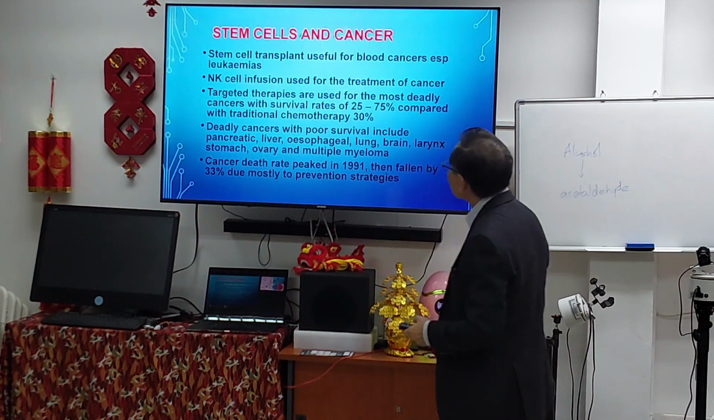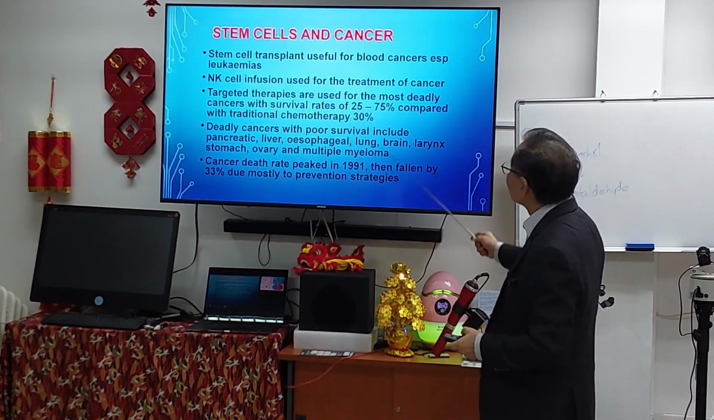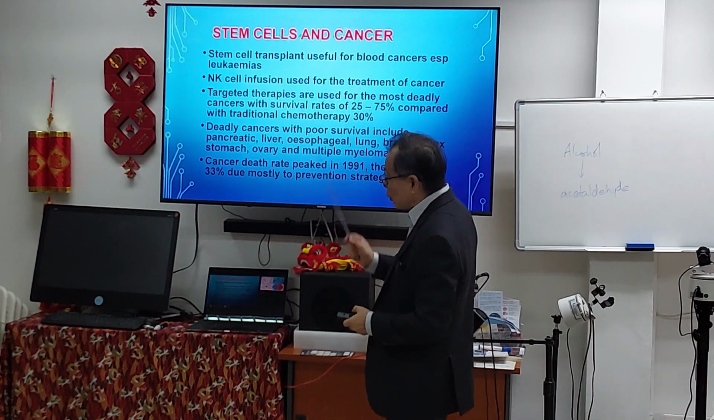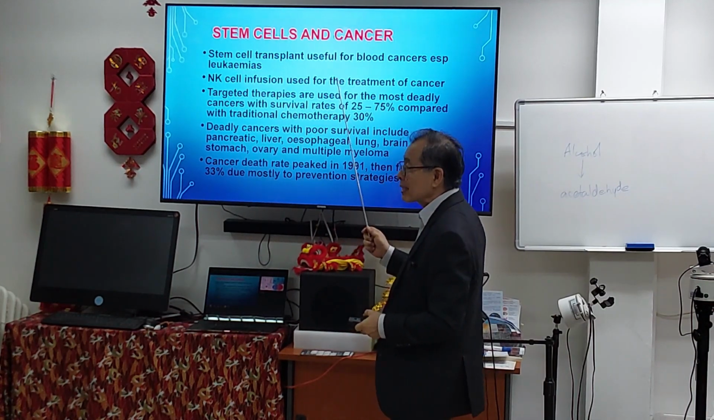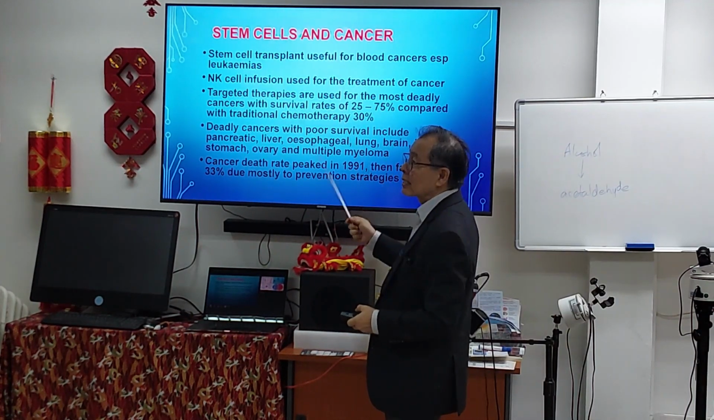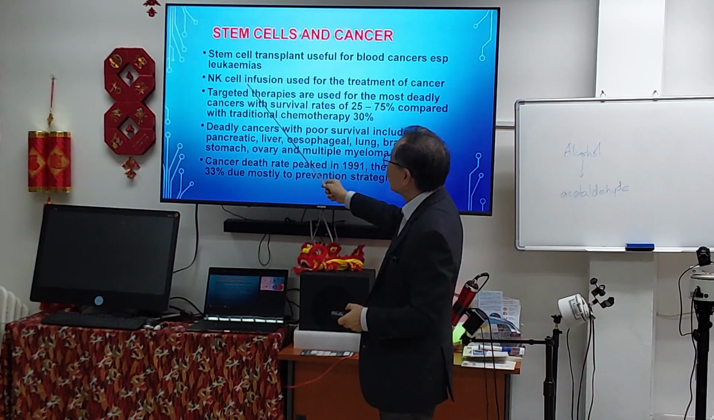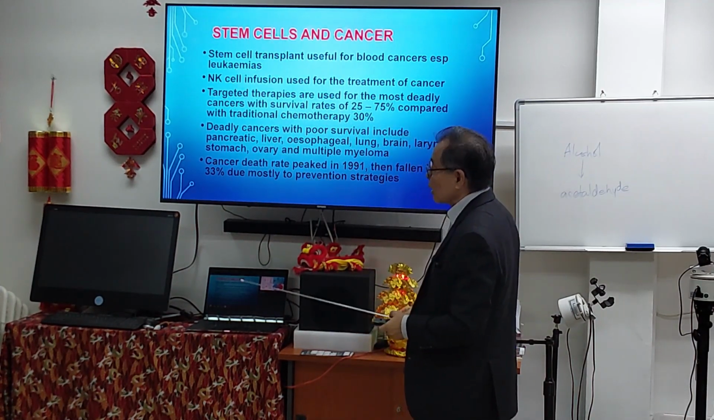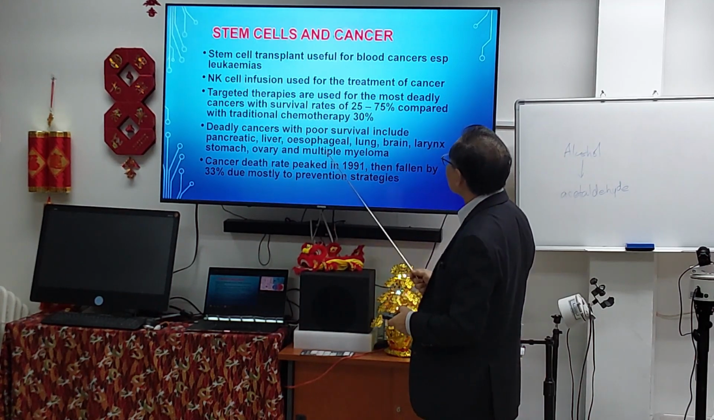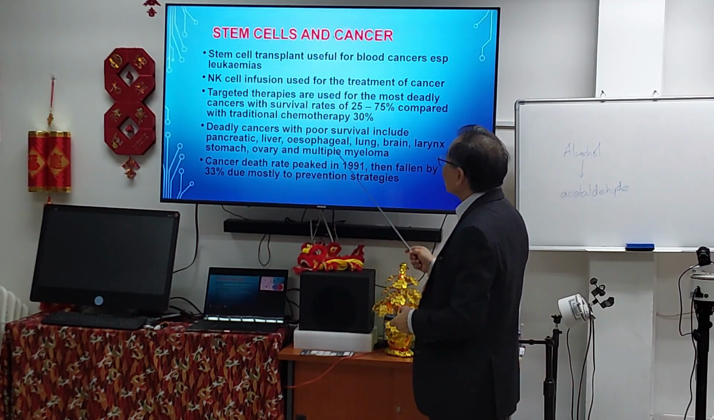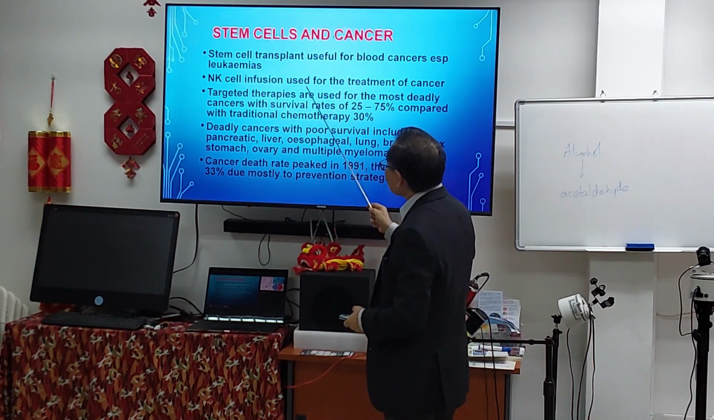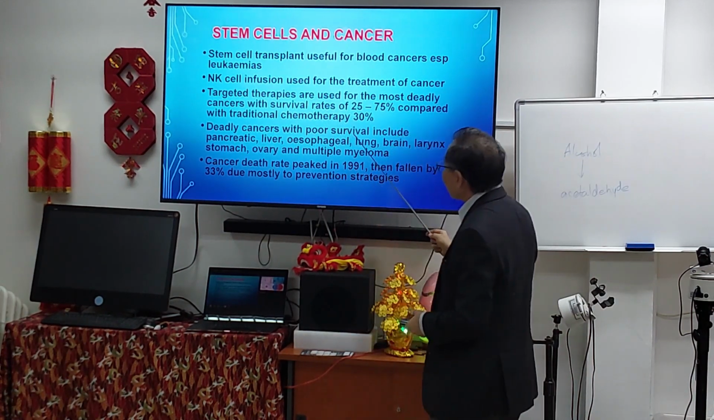Stem cells, as I mentioned just now, for blood cancers, you can do a bone marrow transplant. And for cancer cells, we can do an infusion of a white blood cell called NK cells. NK stands for natural killer. So, using stem cells and targeted therapy, we have improved cancer survival by a lot.